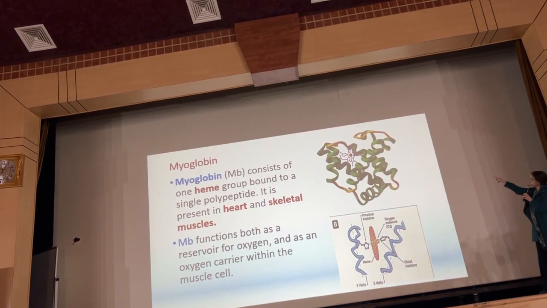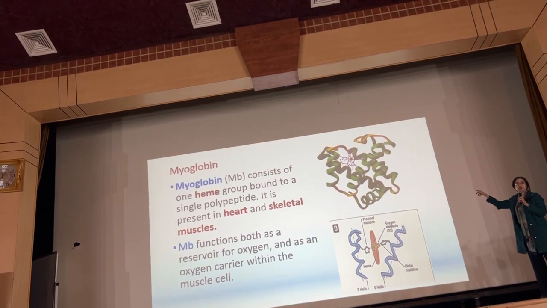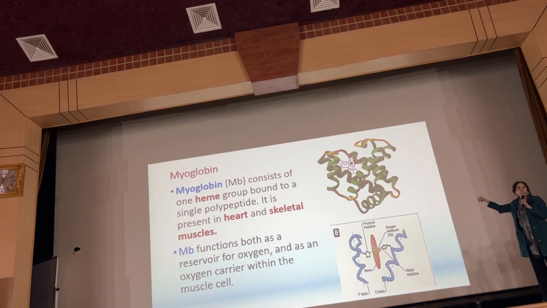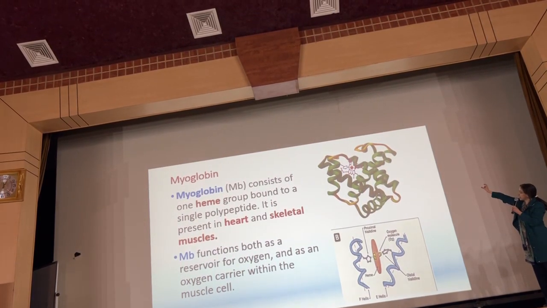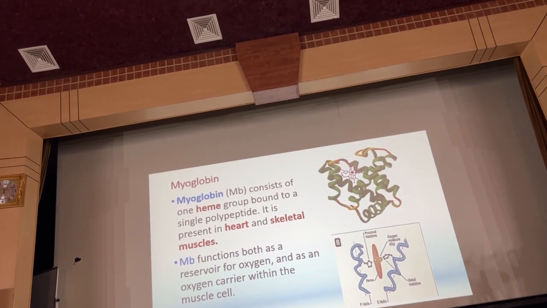Above there, you can see the structure. This is the three-dimensional structure of myoglobin. What you see in yellow and green is the polypeptide chain. What you see in the other, that stick model, is the heme group. Okay.